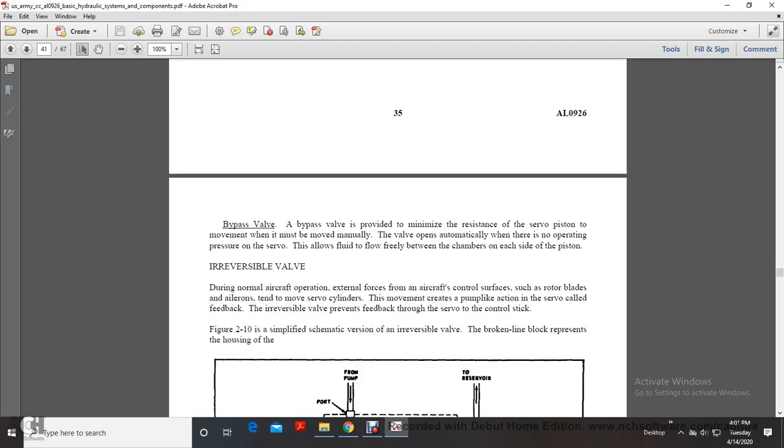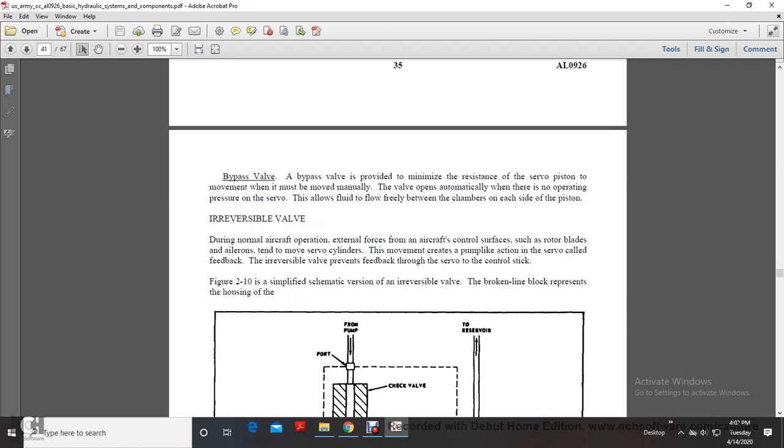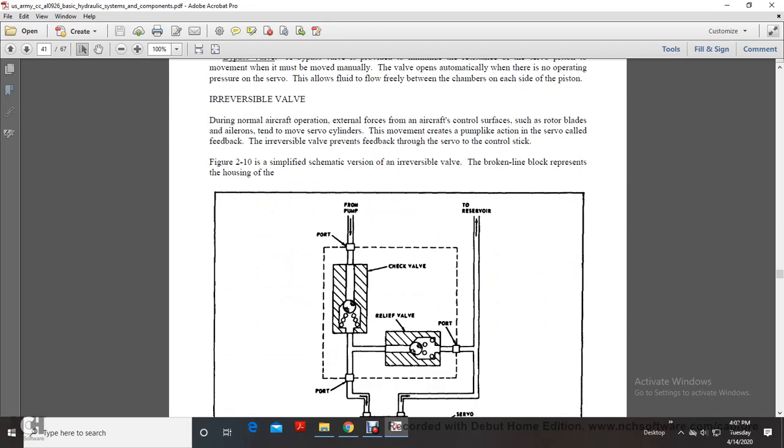Alright, bypass valve. The bypass valve is provided to minimize resistance to servo piston movement when it must be moved manually. The valve opens automatically when there is no operating pressure on the servo. This allows the fluid to flow freely between the chambers on each side of the piston.